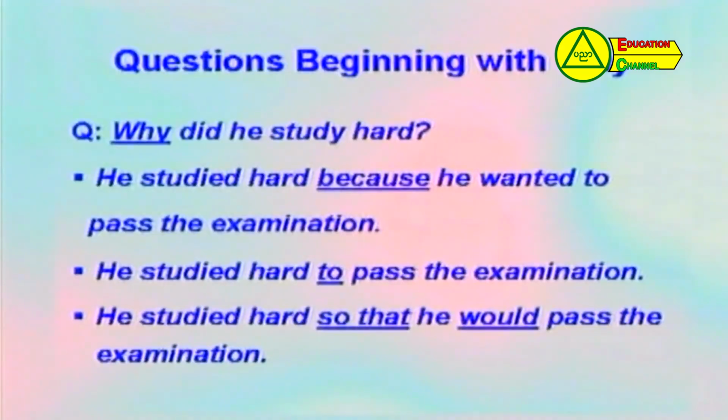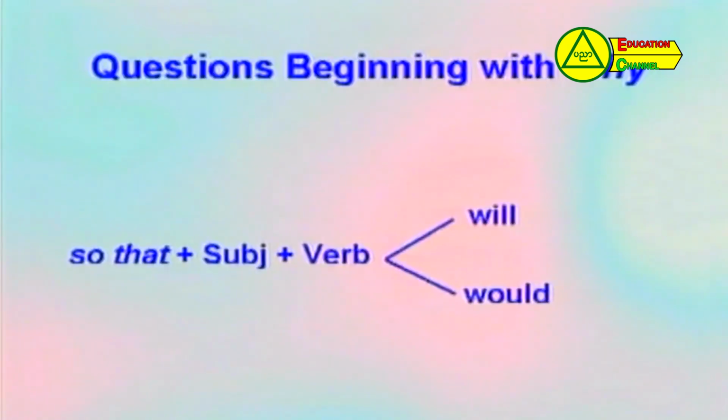Let me give you an example. To the question, why did he study hard? You can give the answers in different ways, as in, he studied hard because he wanted to pass the examination. He studied hard to pass the examination. He studied hard so that he would pass the examination. The conjunction so that is used with subject plus verb, often containing can, could, shall, should, will, would, may, might, or must, to show the purpose of something.